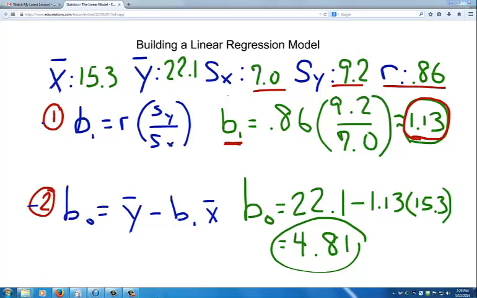That's our slope. Now we need to calculate the y-intercept using our formula b sub 0 equals the mean for y minus b sub 1 times the mean for x. So b sub 0 equals 22.1, which is our mean for y, minus the slope that we just found, 1.13, times 15.3, which is our mean for x. That gives us a y-intercept of 4.81.